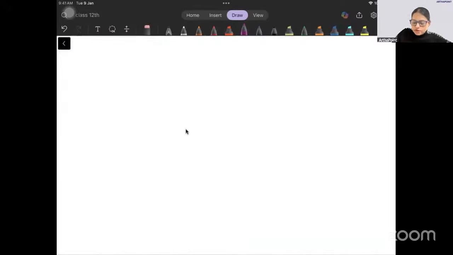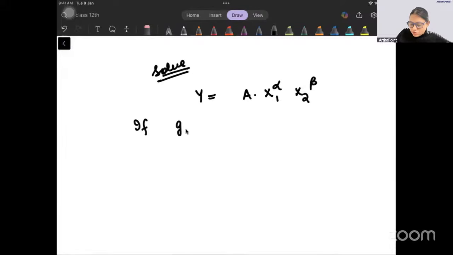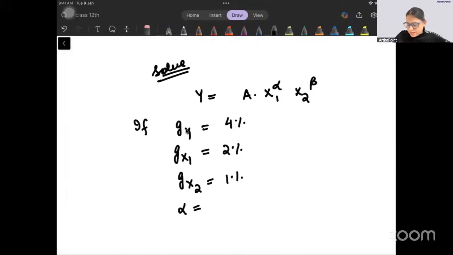So quickly, all of you solve this question before we move ahead. Y is equal to A x1 to the power alpha x2 to the power beta. If growth rate of y is 4%, growth rate of x1 is 2%, growth rate of x2 is 1%, alpha equal to beta equal to 0.5, find growth rate of A. Solve it.